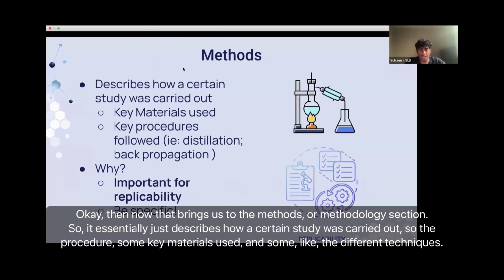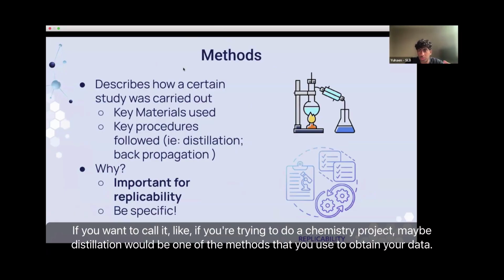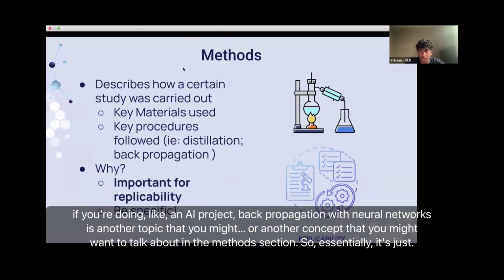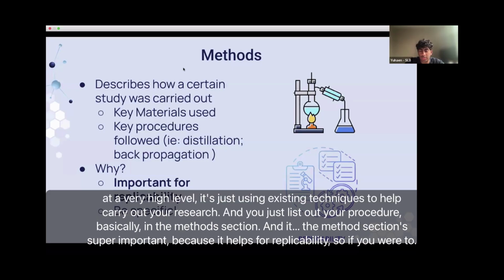Okay, now that brings us to the methods or methodology section. So it essentially just describes how a certain study was carried out. So the procedure, some key materials used, and some of the different techniques, if you want to call it. Like if you're trying to do a chemistry project, maybe distillation would be one of the methods that you use to obtain your data. If you're doing an AI project, back propagation with neural networks is another concept that you might want to talk about in the method section. So essentially, at a very high level, it's just using existing techniques to help carry out your research. And you just list out your procedure basically in the method section.